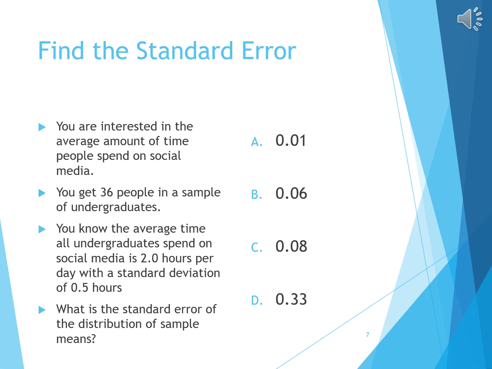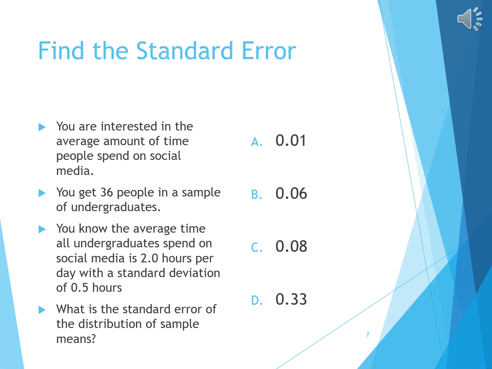sampling error. All right, let's get some practice finding the standard error, also known as the standard error of the mean. So you're interested in the average amount of time people spend on social media. You get 36 people in a sample of undergraduates. You know that the average time all undergraduates spend on social media is 2 hours per day with a standard deviation of 0.5 hours. What is the standard error of the distribution of sample means?